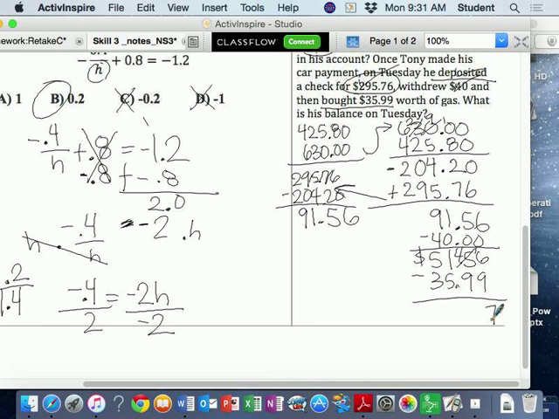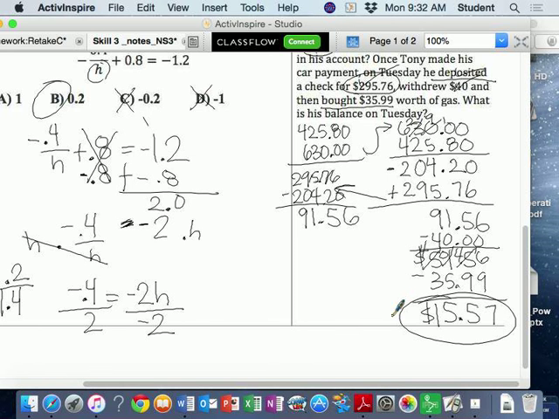Can I take 9 from 4? No. So I need to borrow. What's 14 minus 9? 5. Can I take 5 from 0? So now I've got 10 minus 5 is? 5. And 4 minus 3 is? 1. So my answer is 15.57.